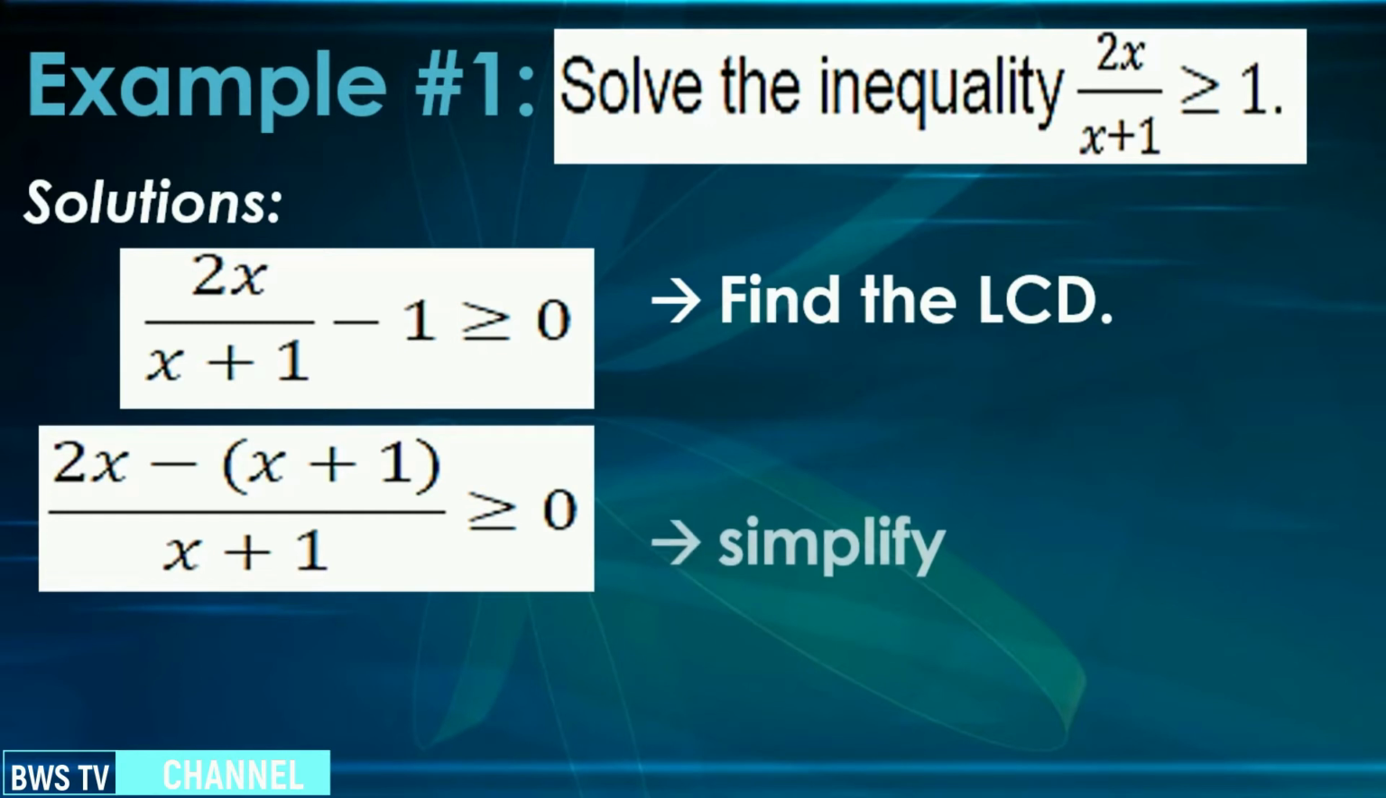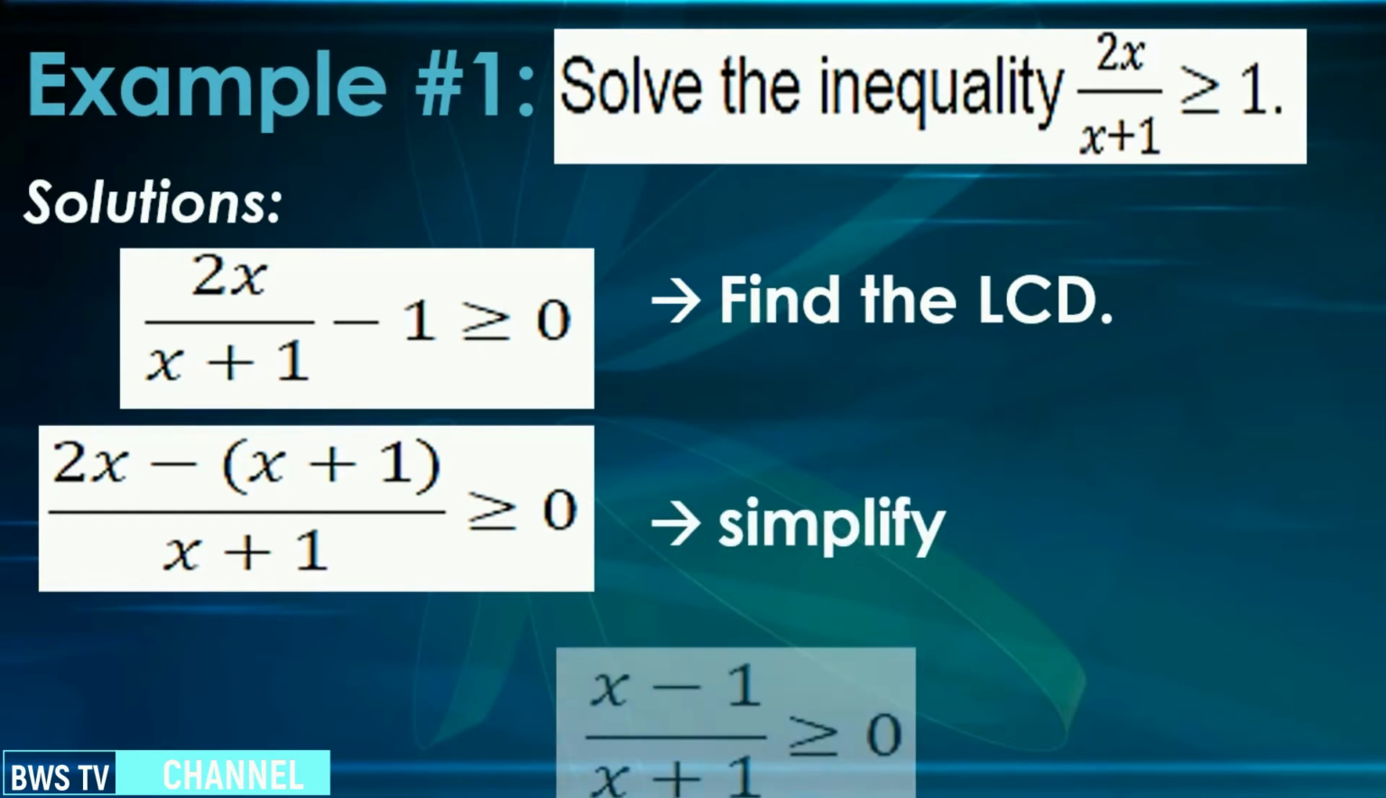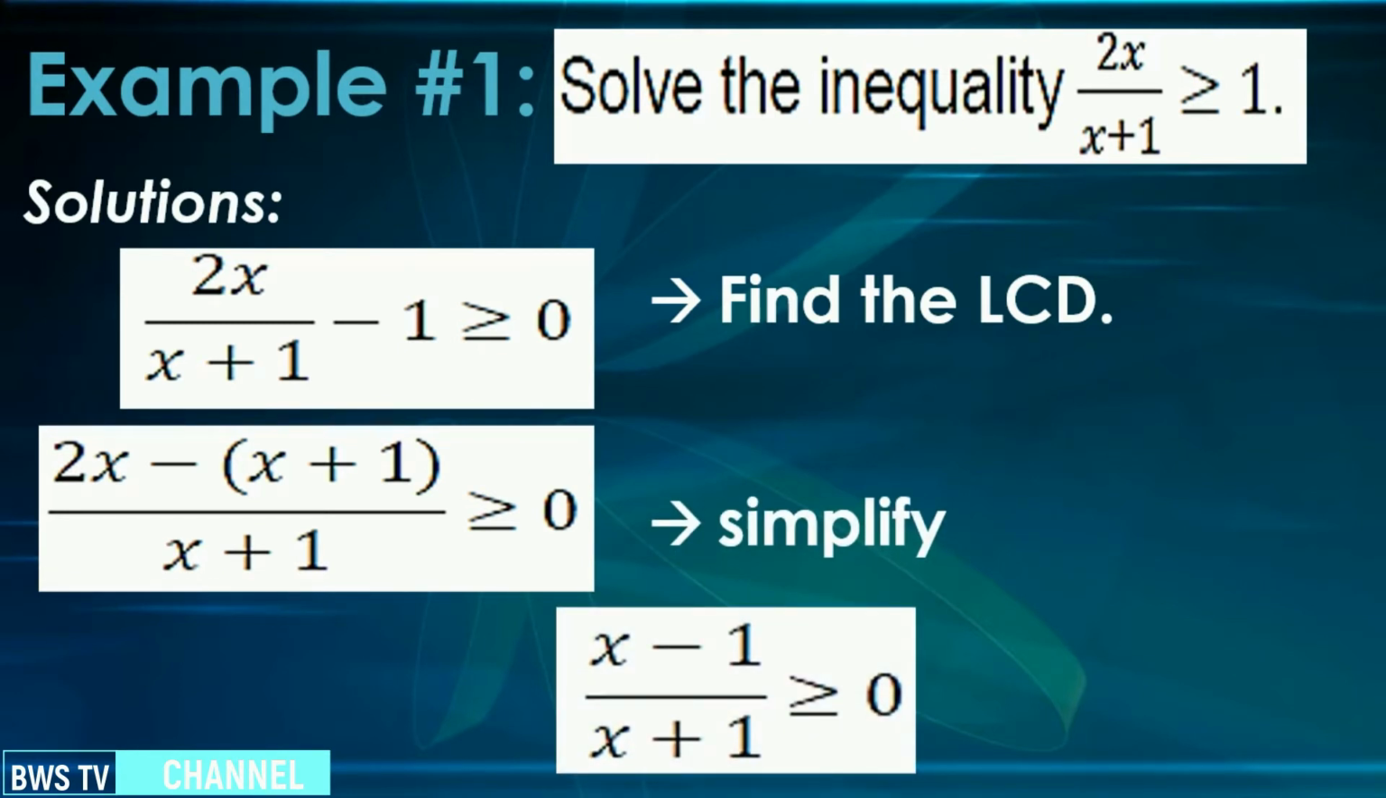So after this, we need to simplify. So the answer will be x minus 1, x plus 1. Okay, very good. As we distributed, the x will become negative, so that will be 2x minus x, and then the 1 plus 1 there will also be minus 1. And then simplify 2x minus x is x, so that will be x minus 1 in the numerator. Then the denominator will remain the same, x plus 1.